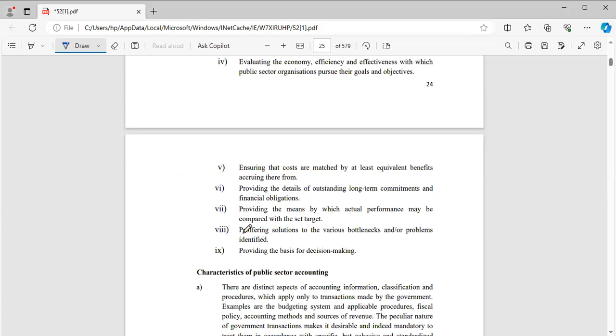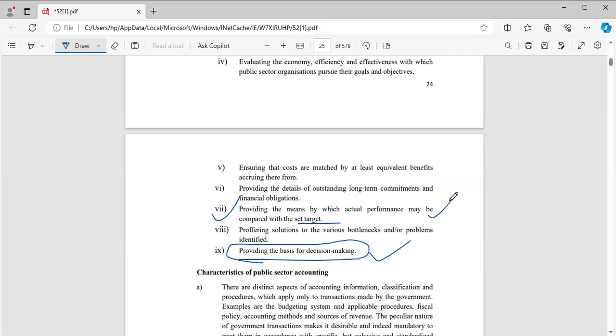So let us pick randomly. We say providing the basis for decision making. Yes, with the help of public sector accounting, government is able to make proper decisions regarding our resources. Okay, next, let's take this VII. It says providing the means by which actual performance may be compared with the set targets.